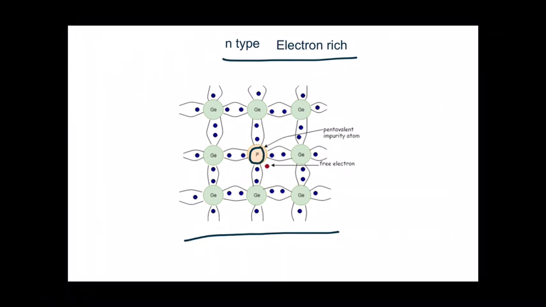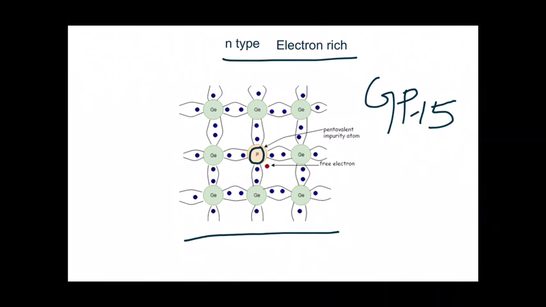N-type or electron-rich semiconductors are produced when a group 14 element is doped with group 15 elements. That is, an element with 5 valence electrons. In the germanium crystal, you can see each germanium atom bonded to 4 other germanium atoms using 4 electrons. But when the phosphorus impurity is added, phosphorus has 5 electrons.